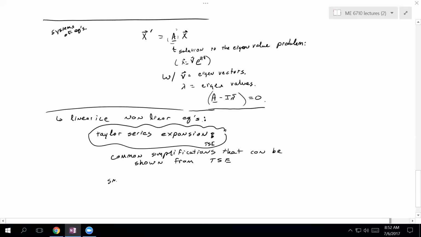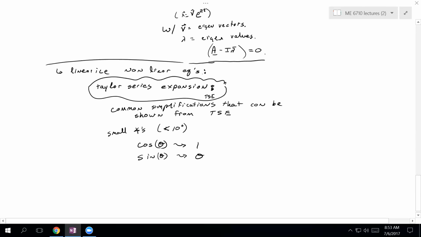If you can assume small angles, and by small angles I would say sub 10 degrees, although it very much is a function of your problem and what kind of error you can tolerate, then we say that cosine of theta can approach 1, sine of theta can approach theta, and tangent of theta approaches theta.